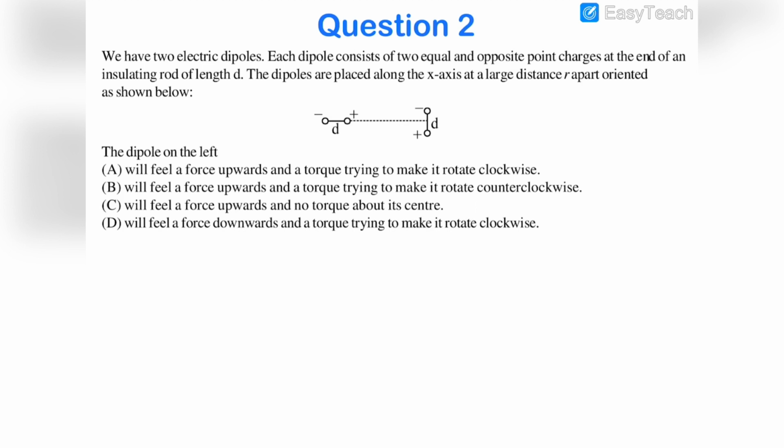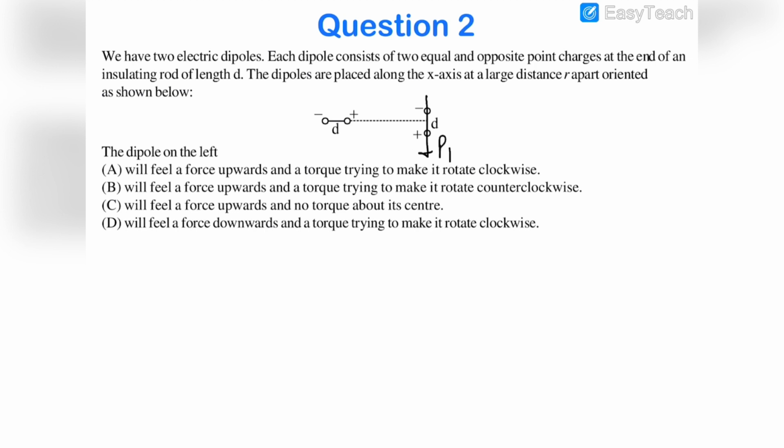In this question you can see that there are two electric dipoles, and these dipoles consist of two equal charges which are opposite in sign, and they are placed on an insulating rod of length D. These dipoles are placed on the x-axis at a large distance r apart from each other. First of all, let us do the analysis on the left dipole.